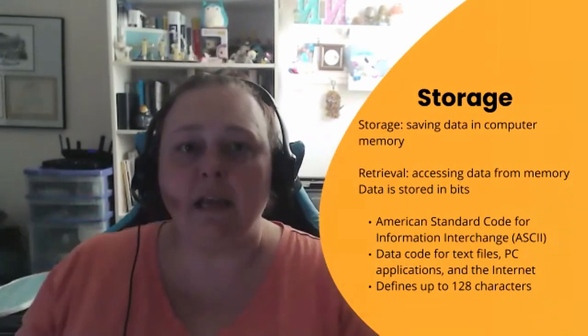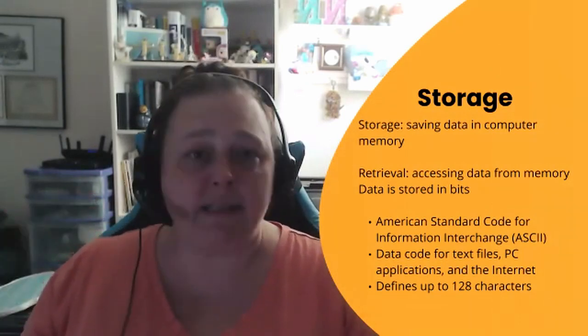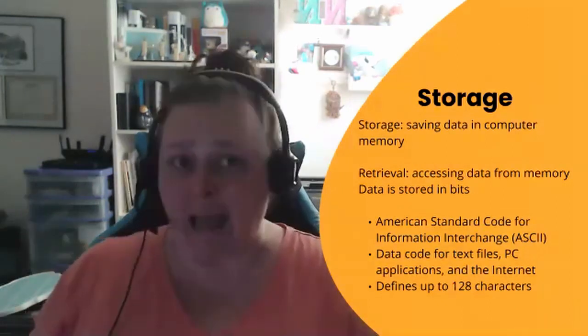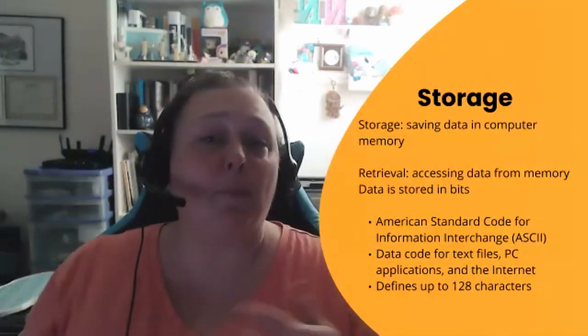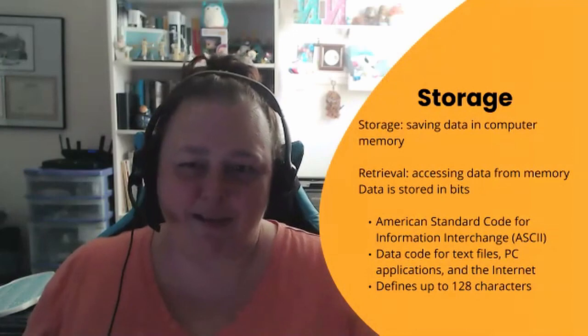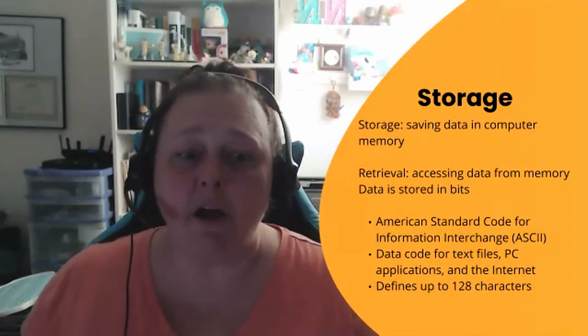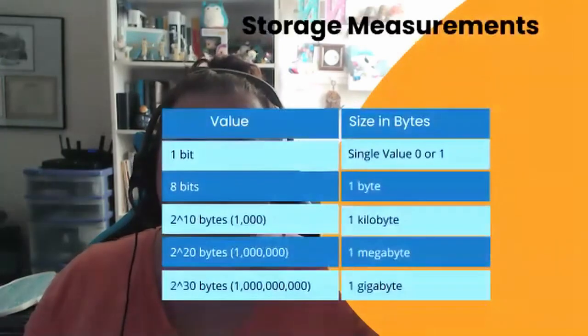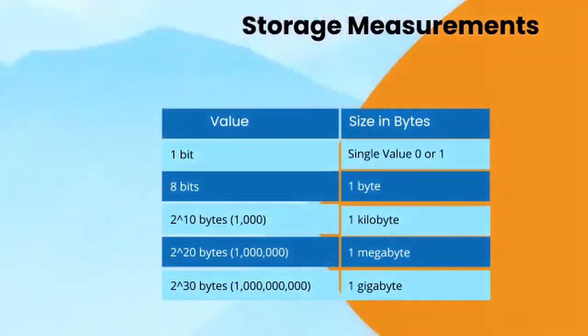An ampersand in ASCII is going to be the same whether you're on a PC or a Mac, whether you're using Java or BASIC. It's always going to be the same. So it's a standardization of the characters you want to see. Here are some quick storage measurements.